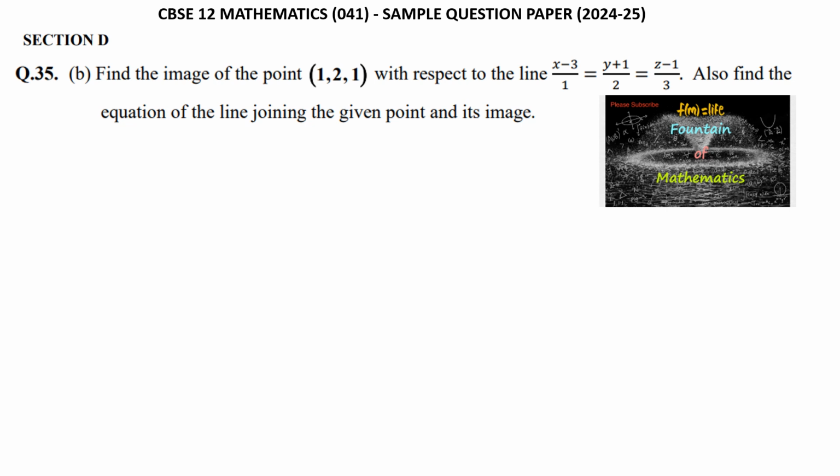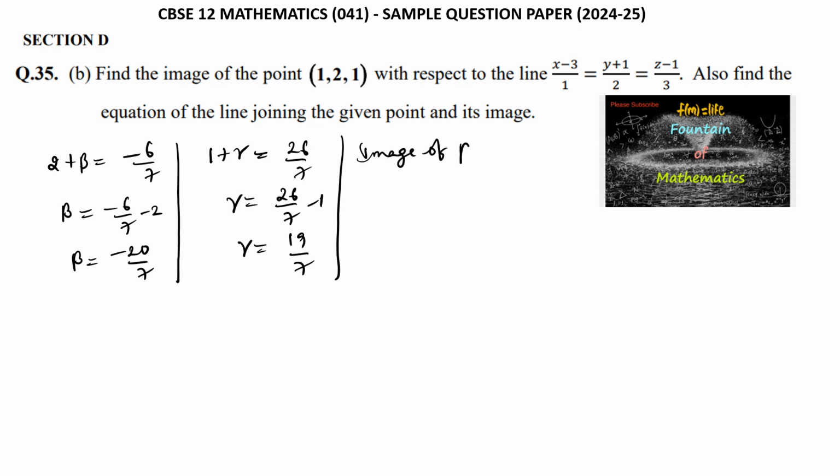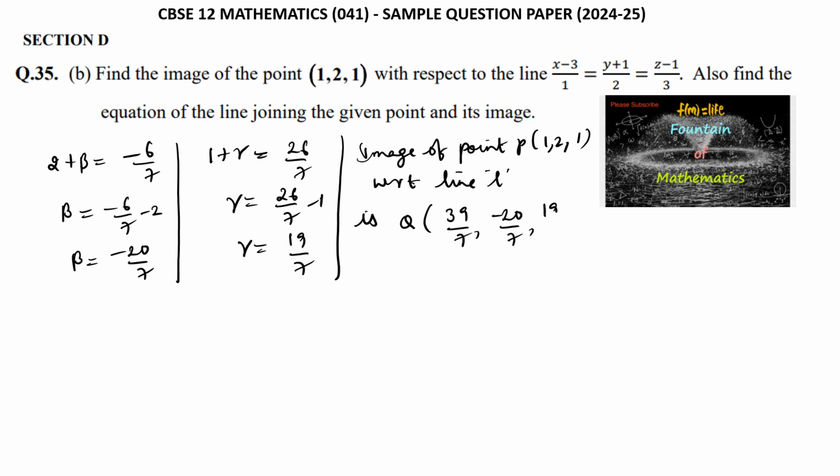And now for beta, (2 + beta)/2 = -3/7. So we can write 2 + beta = -6/7. So beta is equal to -6/7 minus 2, that is beta is equal to -20 divided by 7. And then gamma, (1 + gamma)/2 = 13/7. So 1 + gamma = 26 divided by 7. So gamma is equal to 26/7 minus 1, that is 19 divided by 7. So we got it finally: the image of point P(1, 2, 1) with respect to the line L is given by Q (39/7, -20/7, 19/7).